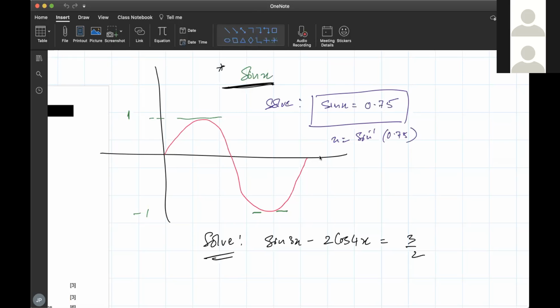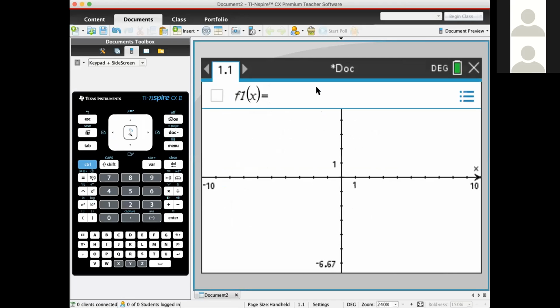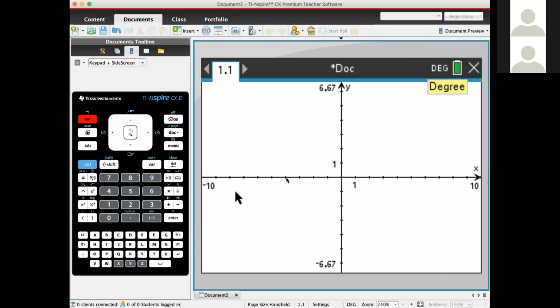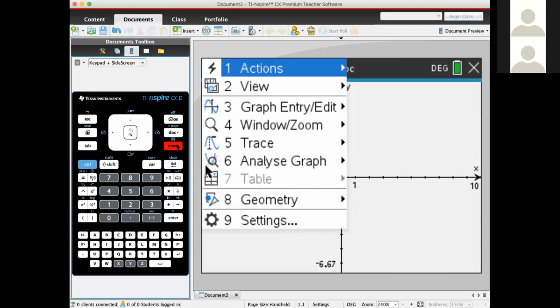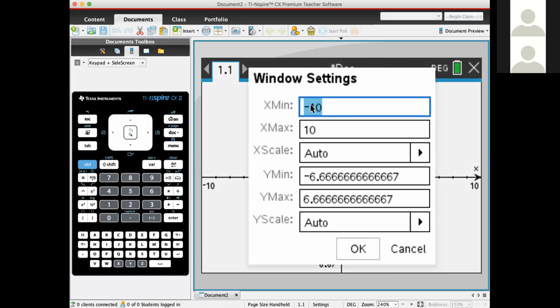I'll share that. This is the non-cast version, and we look at the graph page. If you recall from last time's webinar, I said before we even graph, even if it's in degrees, change the window settings first. If you forget, go to the menu, and under window zoom you can change the window settings from negative 360 to 360. Hit tab to go to the next field.